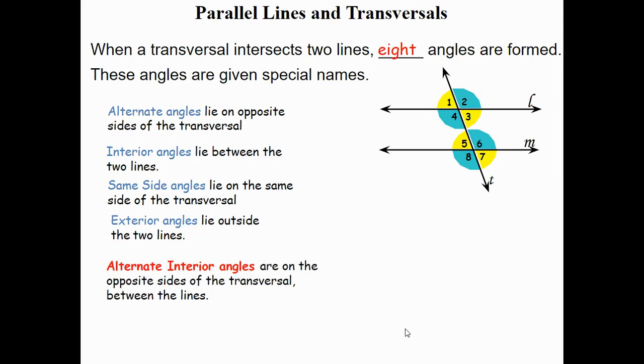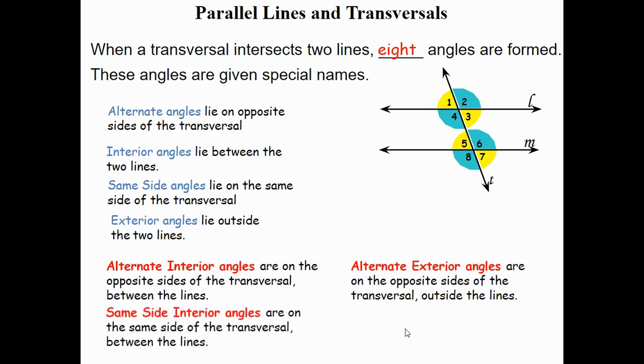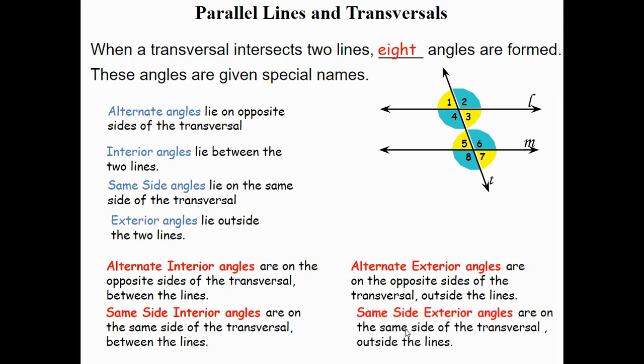So we look at alternate interior angles. We're going to focus on those in a moment to show how they're related to one another in size. Alternate exterior angles, like 1 and 7, would be an alternate exterior pair, so would 2 and 8. Same side interior angles would be 4 and 5, on the same side but inside that area. And then same side exterior angles would be like 1 and 8 and 2 and 7.